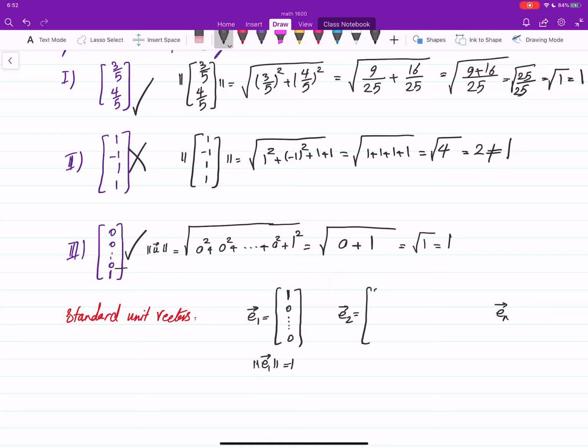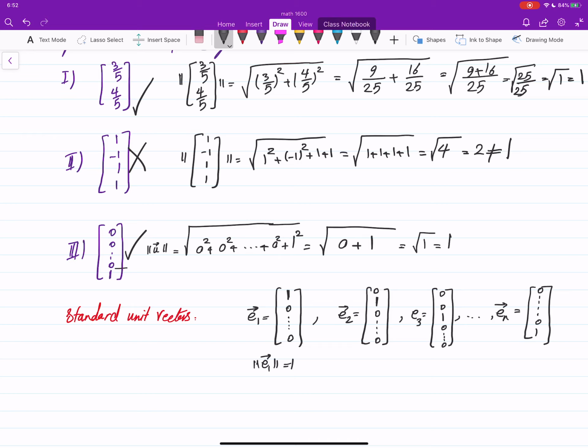E2, the first one is 0, the second one is 1, the third one is 0, and it will go down all the way to the end, 0 components. And En, well, and you see E3 is now 0, 0, the third one is 1, the rest is 0. And for the En, we have these guys. We'll get back to these standard unit vectors very soon. You'll see that they have very good property.